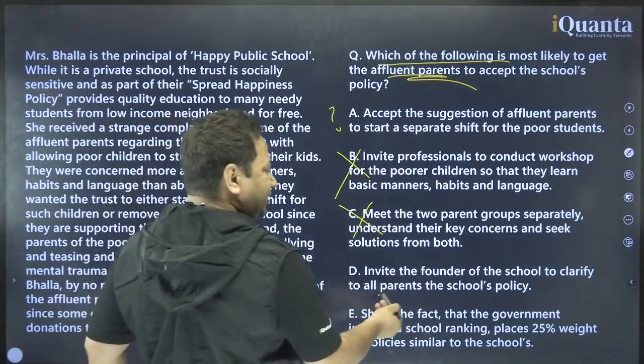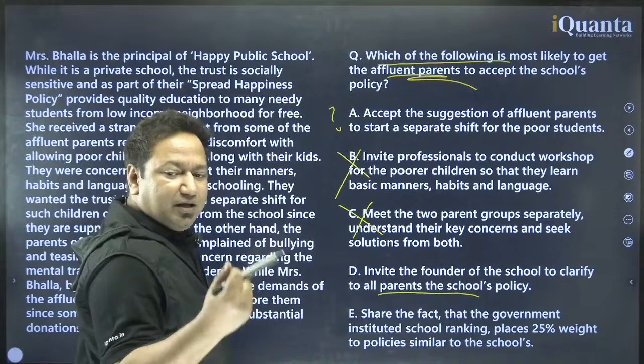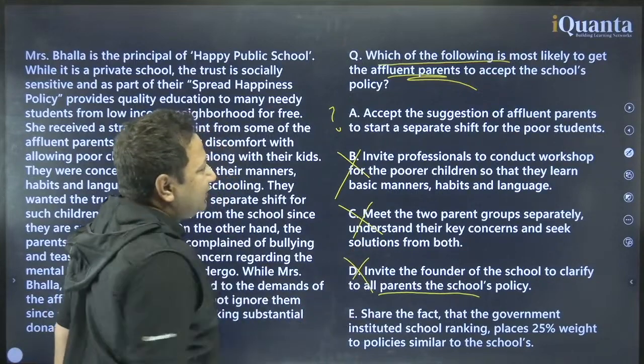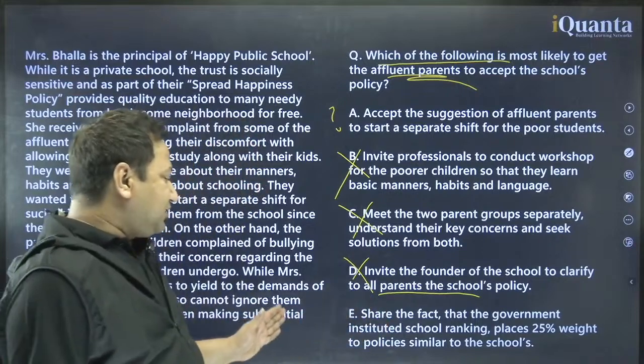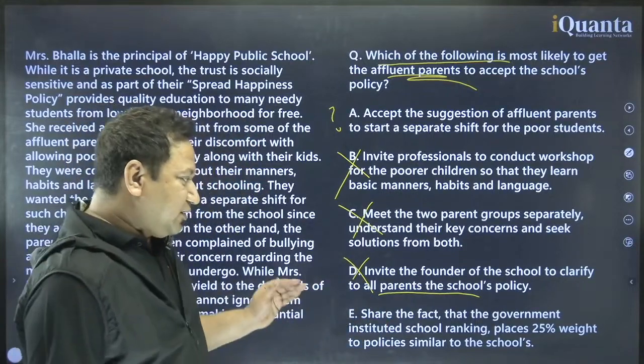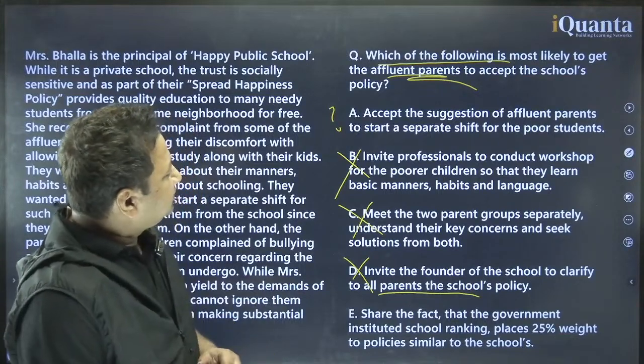इससे क्या ही हो जाएगा? School की policy तो पता ही है. And affluent parents, they feel they're powerful. They won't be giving any heed to it. E. Share the fact that the government-instituted school ranking places 25% weightage to policies similar to the school's.